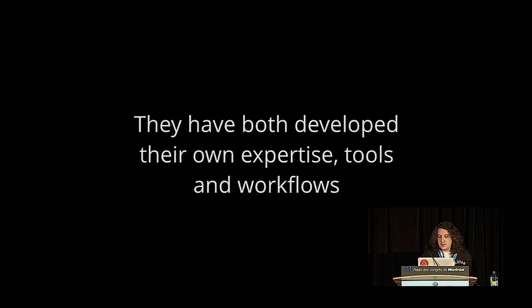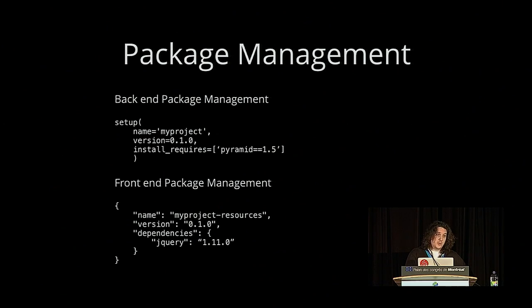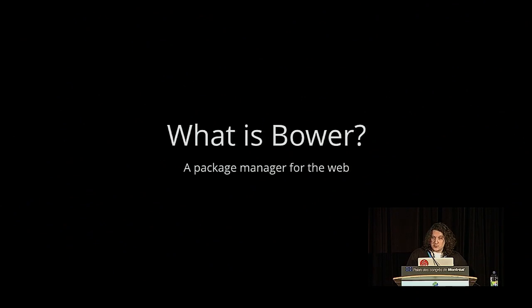Just as an example, if we look at package management, under Python we're used to easy_install or pip install a package, or a package with its own version. For front-end, they can do the same, like bower install jQuery, or jQuery at a specific version. In a requirements.txt or a setup file, we can specify all the required libraries with their own version. And with a Bower file, a JSON file, we can do the same thing for the front end. So what is Bower? It's simply a package manager for the web.